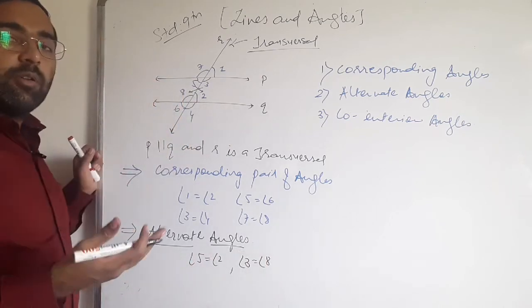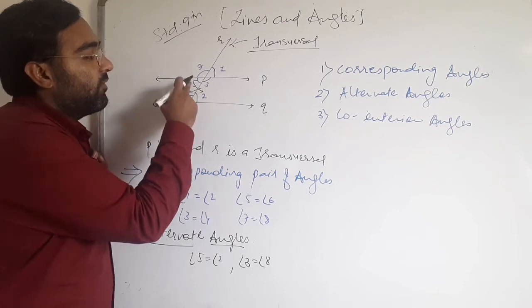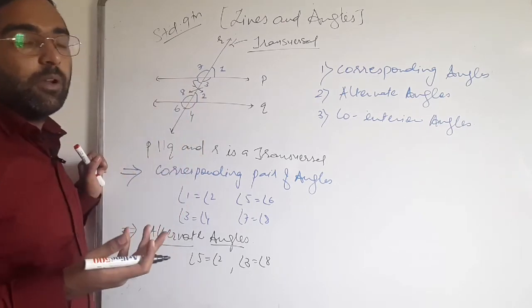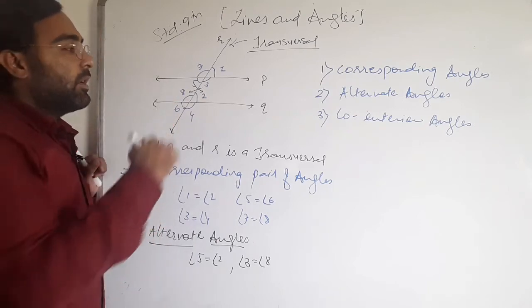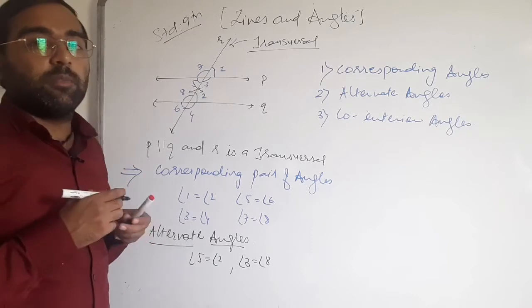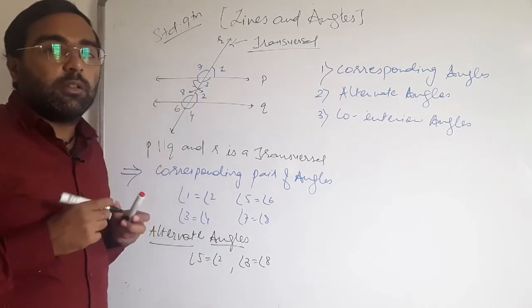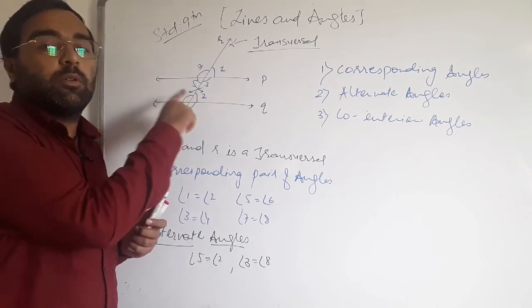Alternate angles are also equal. 3 and 8 are equal, and 5 and 2 are also equal, because they make a pair of alternate angles. A pair of alternate angles means they form a cross section, in the interior portion only.